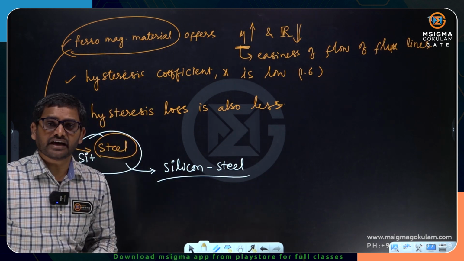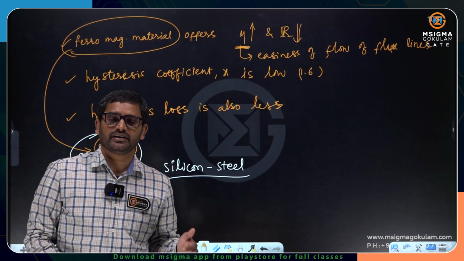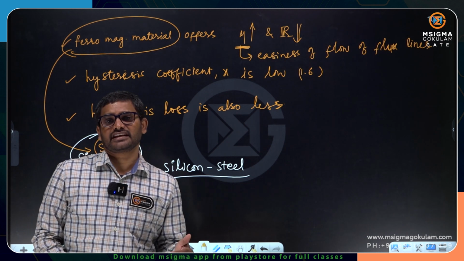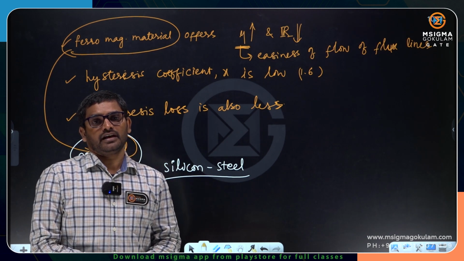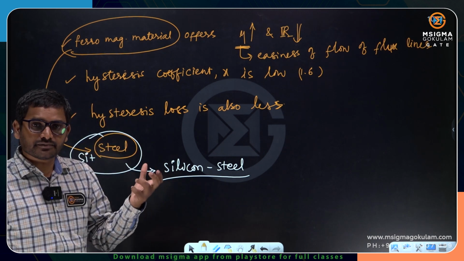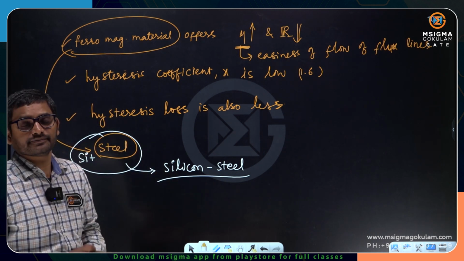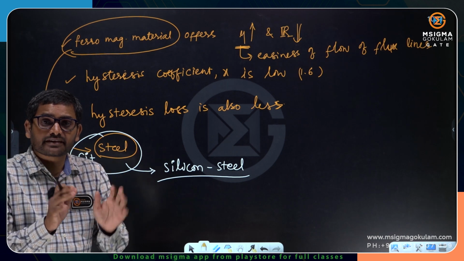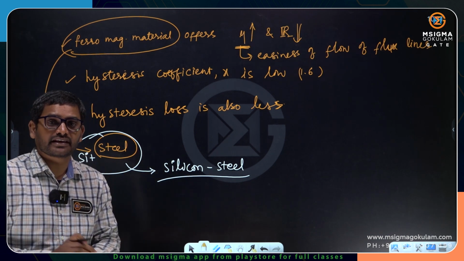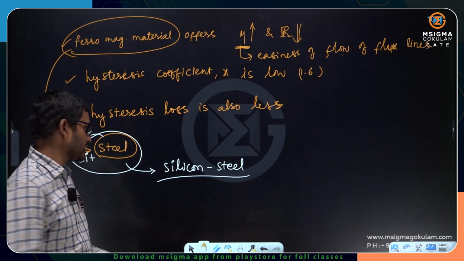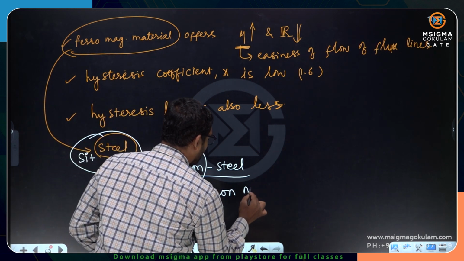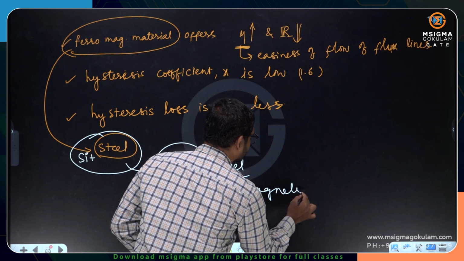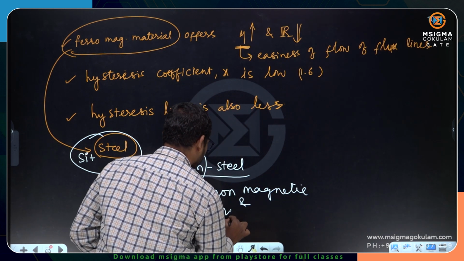So the magnetic path of any machine, not only a transformer, whether it is an induction motor or a synchronous machine, is designed with silicon steel. The presence of silicon has some function. Silicon is not a magnetic material. Silicon is a non-magnetic and non-conducting material.